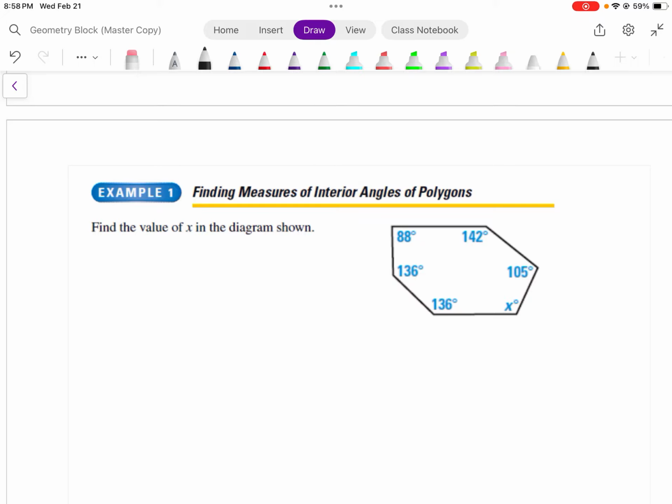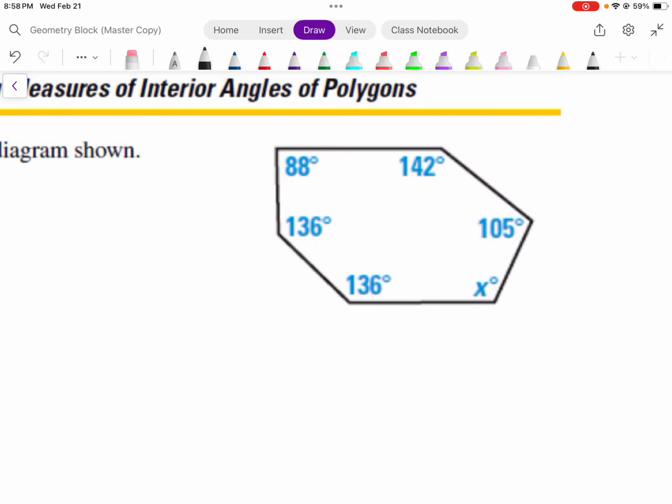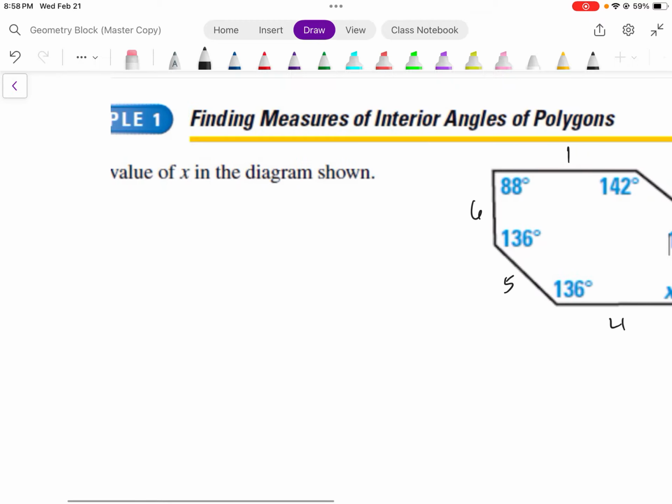Okay, so now that we know how to find the interior sum of polygons, we can look at questions like this where I find x. The big thing here is I need to find what the interior sum would be. So I'm going to count my sides. I got 6 sides, so it's a 6-gon, or what we call a hexagon. It's not a regular hexagon. It's still a hexagon just based on 6 sides.